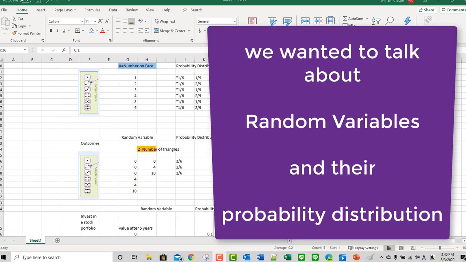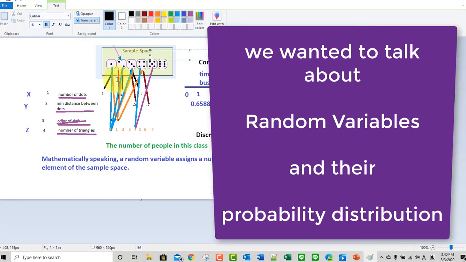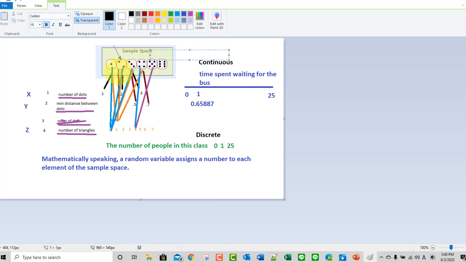Okay, so where I wanted to go with all of this is to discuss what we mean by a random variable, and we did do that. We said that we have a sample space, and we can go from there to numbers. We could go to the number of dots, the minimum distance between the triangles, or the number of triangles, right? So we start with the sample space, and we go to these numbers.